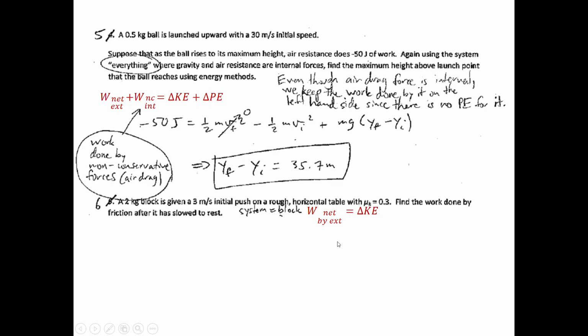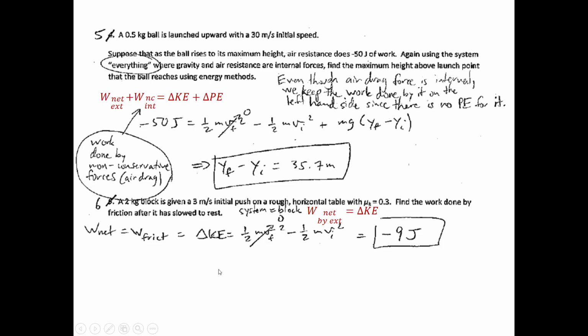So that's going to be our variable there. And we can calculate the change in kinetic energy because we know its mass, we know its initial speed, final speed is 0. So let's put those in there. The net work is just the work done by friction. That's what we're after. That's equal to the change in kinetic energy. The final kinetic energy is 0 because the final speed is 0, and we plug in the initial speed and the mass of the object, and we can solve for the work done by friction.